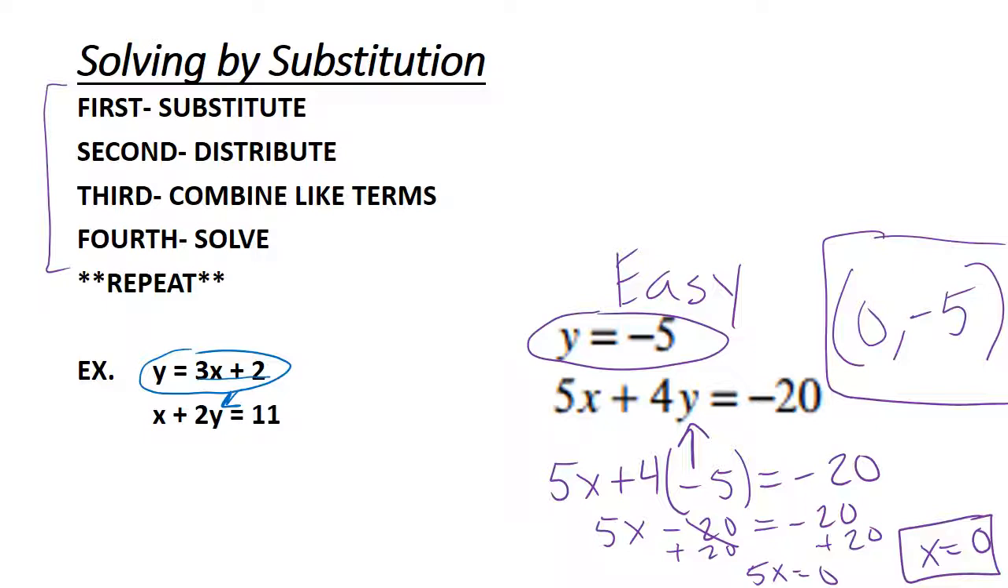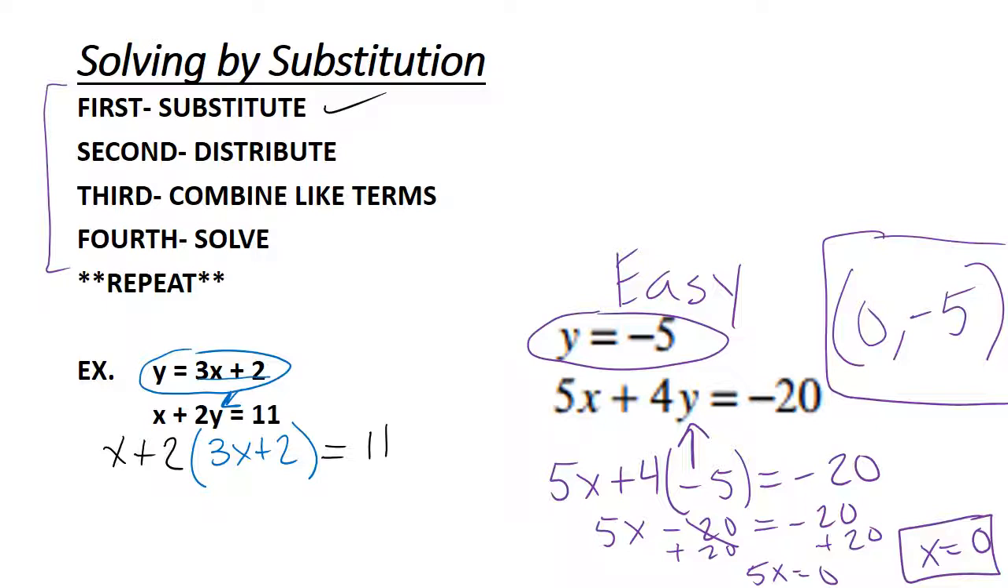Now, when I rewrite this, it's going to be x plus 2 times 3x plus 2. All right. Now, the reason I did that is because y equals that. So I can replace y with 3x plus 2 equals 11. All right. So I did the first step.